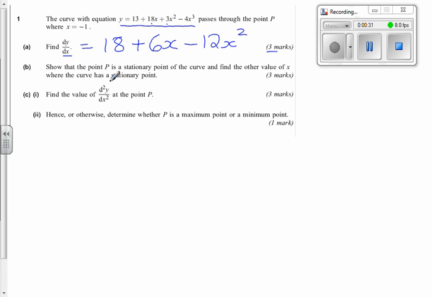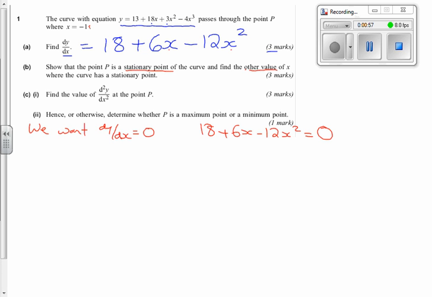Part 2 asks us to find the stationary points. Well, it actually tells us to show that this point here is a stationary point. So you could just put that in here and show that it equals 0. But as we've got to find the other one as well, let's do it in the normal way. What do we want? We want dy by dx equals 0. So 18 plus 6x minus 12x squared equals 0.